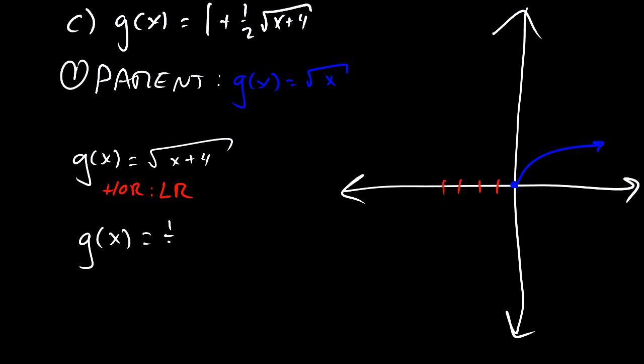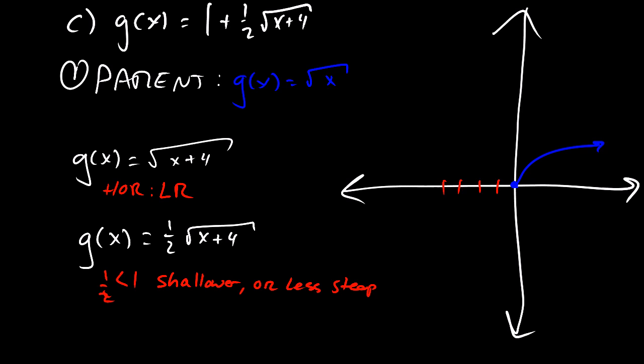So now we have g of x, and we're multiplying this thing by a half. And if we remember, if we multiply by a number less than 1, what happens to it? Does it get steeper or wider or shallower? So 1/2 is less than 1. So that means we're getting shallower or less steep.